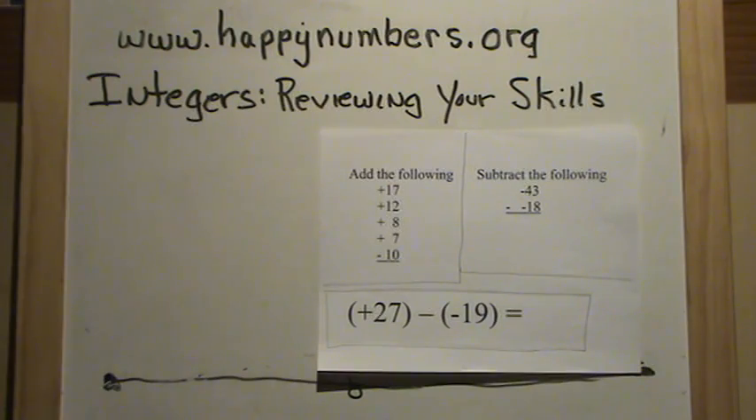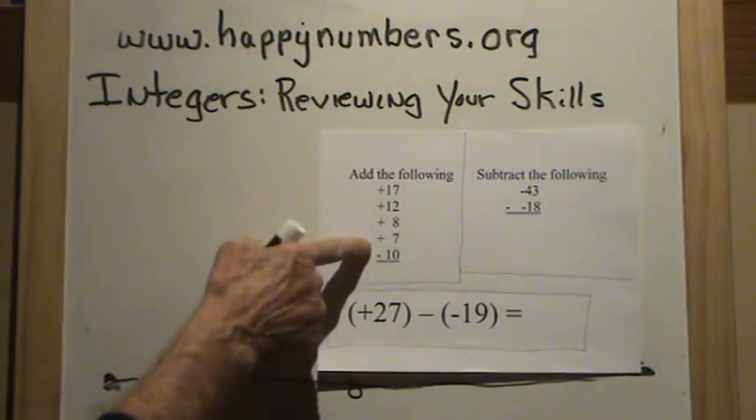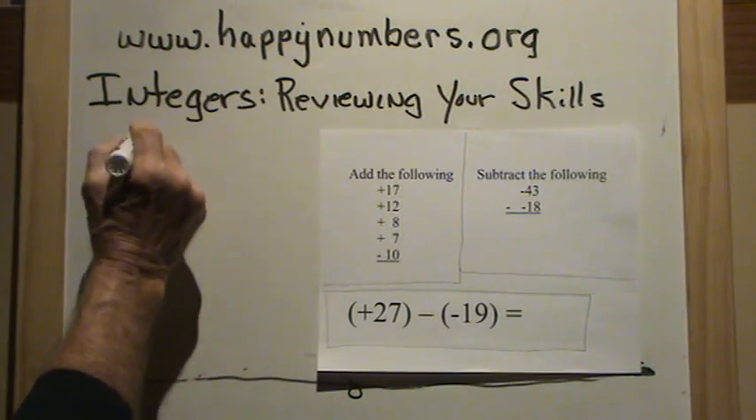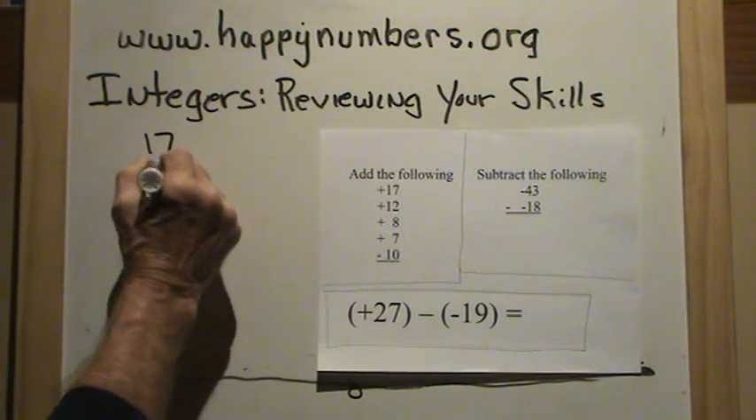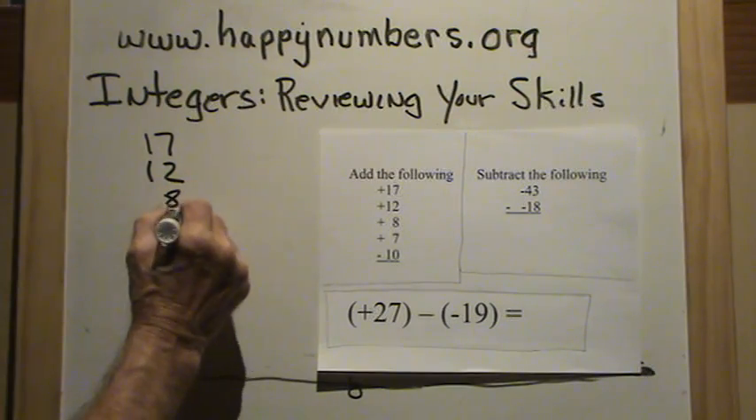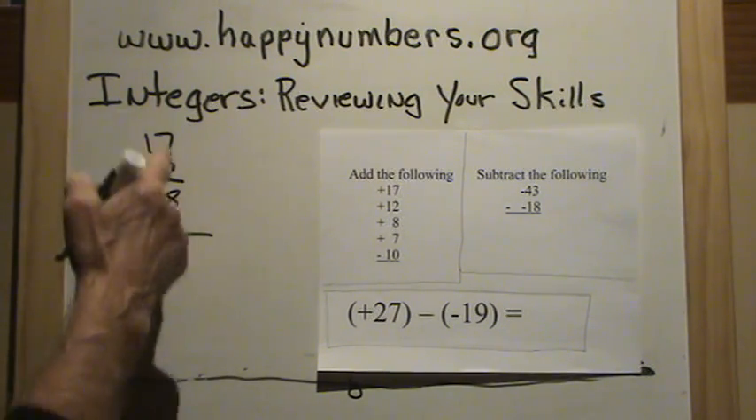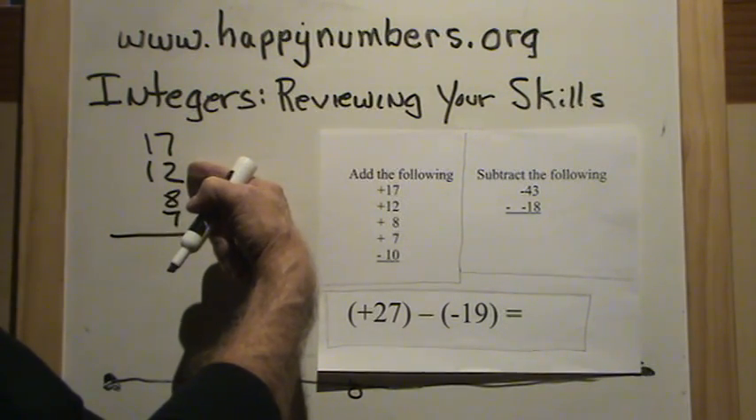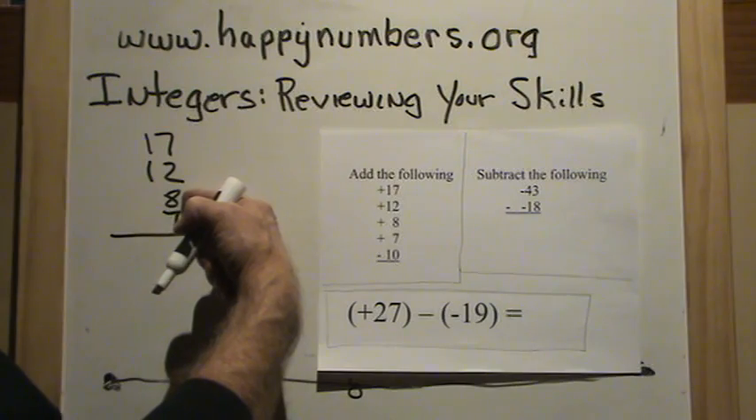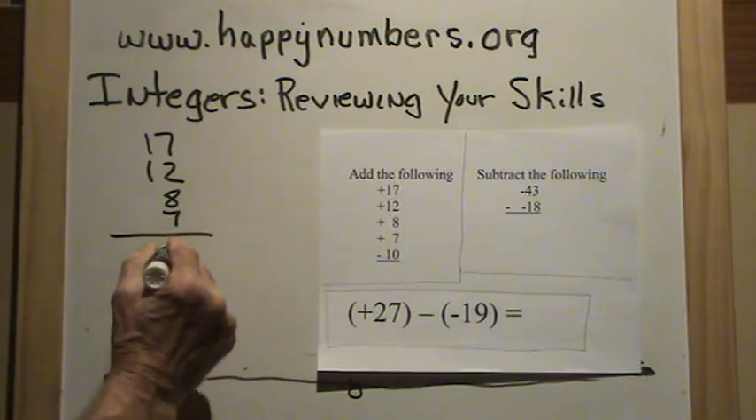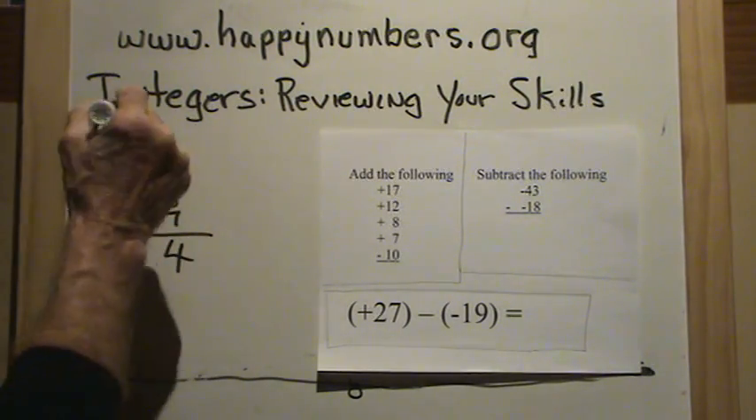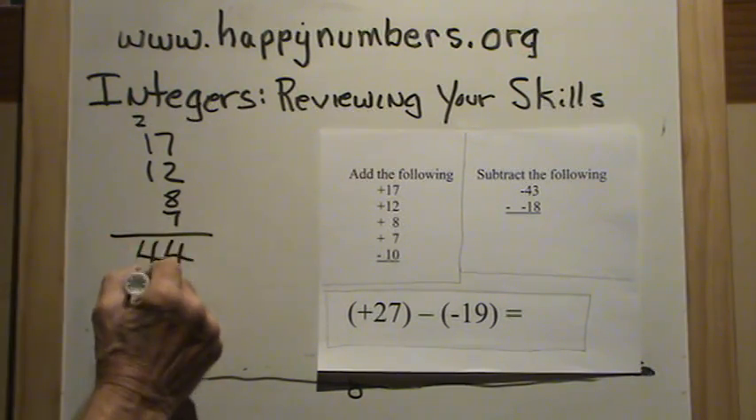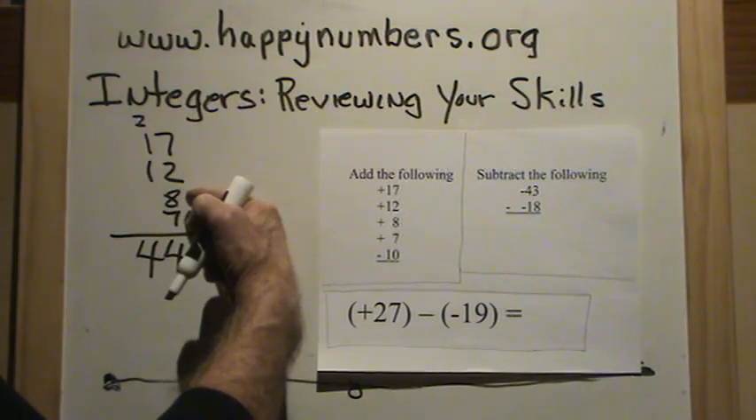Okay, well, this is addition. So we can just combine all of the positive numbers. So we have 17 and 12 and 8 and 7. These are all positive, so let's combine them. 7 and 2 is 9. 9 and 8 is 17. And 17 and 7 is 24. Carry the 2, and I have 2, 3, 4. So 44, let's check that, 9.